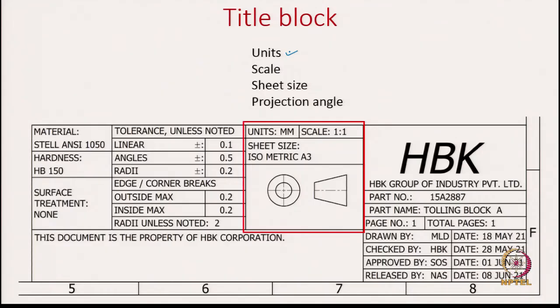So, you need to mention which units your dimensions are in, and the scale. For example, here you can see we mentioned the scale is 1:1, which means full size, and we also note which drawing sheet we have used. We mentioned that we are using A3, and this is the projection angle. From previous lectures we know, since this trapezoidal view is the front view and this is the left side view, this is drawn in third angle projection.